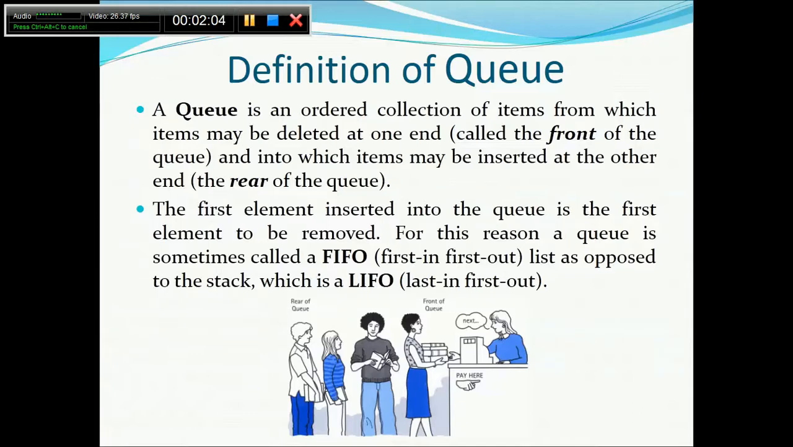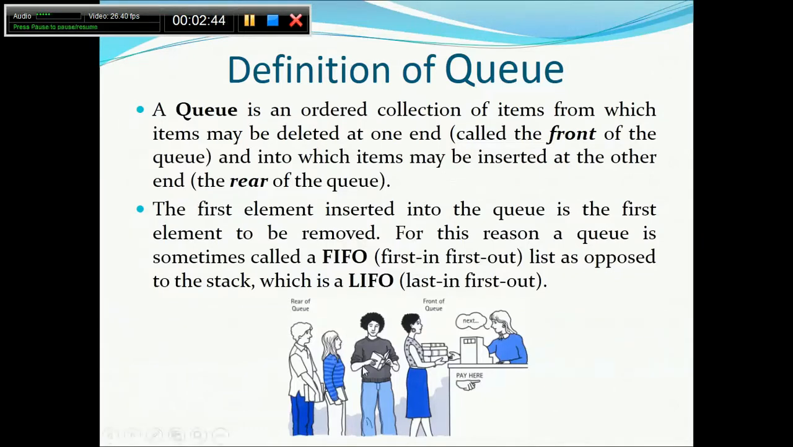Now the first element inserted into the queue is the first element to be removed. Obvious. In whichever order the elements are inserted into the queue, in that order they will be removed. Whatever comes first will be deleted first. That's why we call it FIFO, the first in first out list, whereas the stack is called last in first out. So that is the difference. The queue is called first in first out. Whatever comes first will be the first to be removed. In that order it will be inserted, in that order it will be deleted.